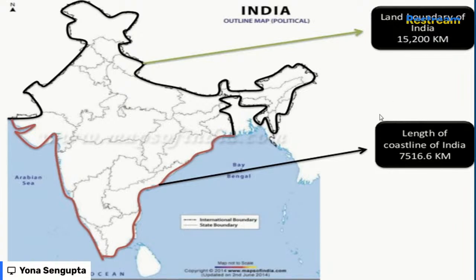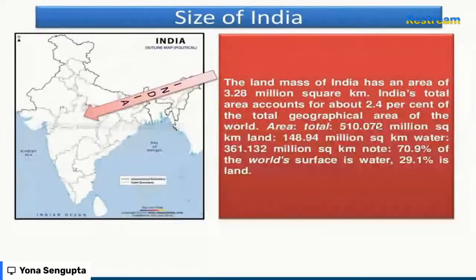So, as we all know, the land mass of India has an area of 3.28 million square kilometers, and India's total area accounts for about 2.4% of the total geographical area of the world. From this figure that you are seeing, it is very clear that India is the seventh largest country. We have already done this in our previous class.